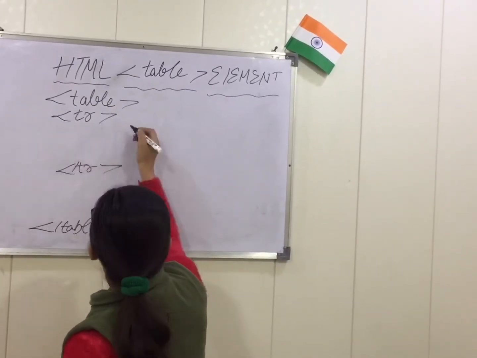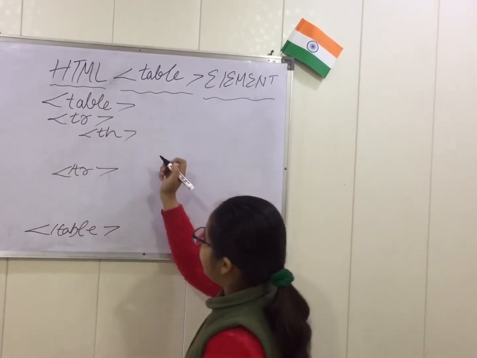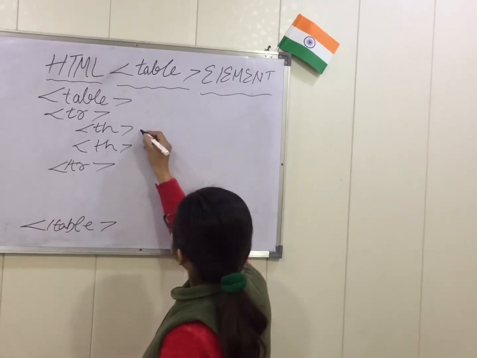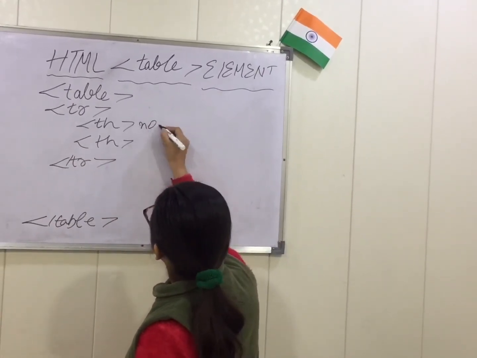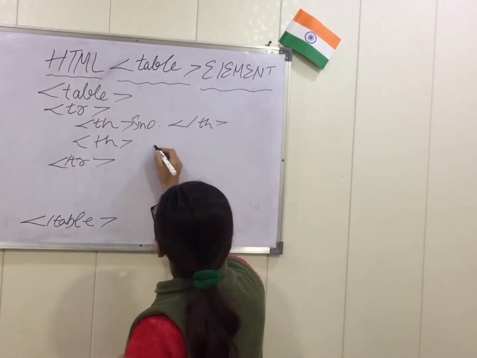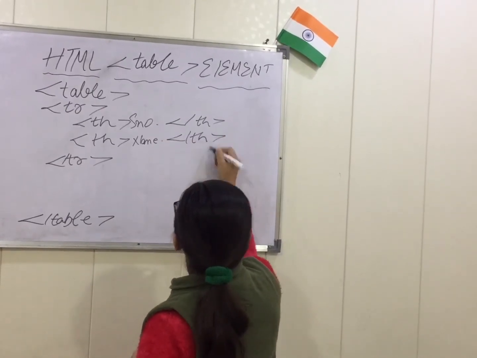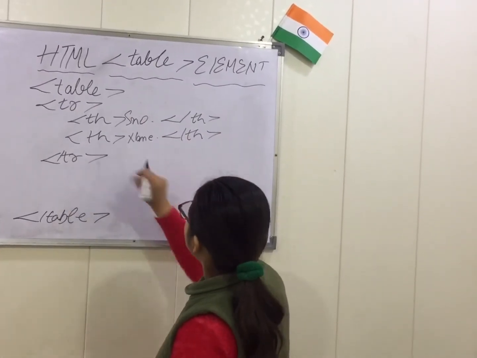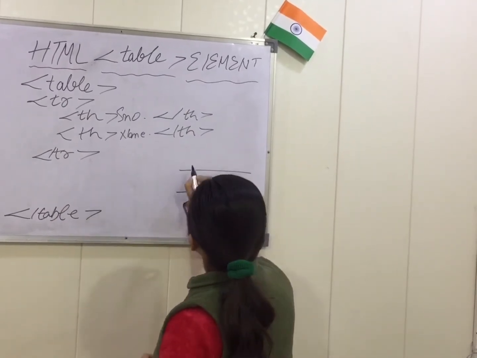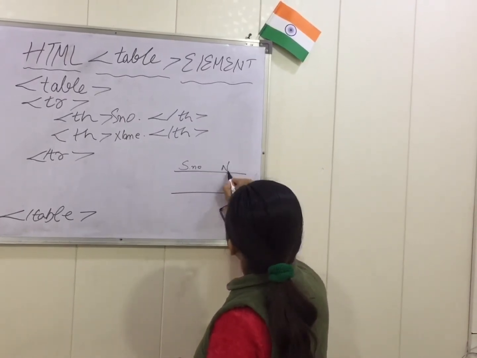In between this we will write th, that is table heading. Suppose I need two headings. In this heading I need serial number, and we will close the th. In this, name, and close the th. Suppose we have taken two headings: the first heading is serial number, the second heading is name.